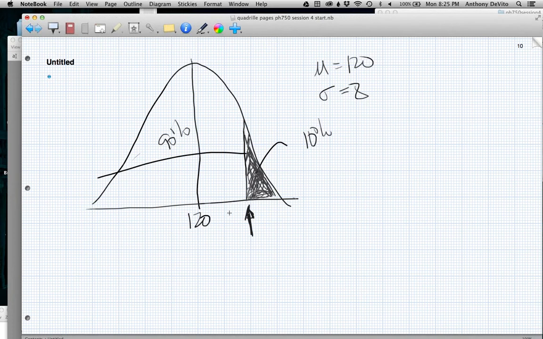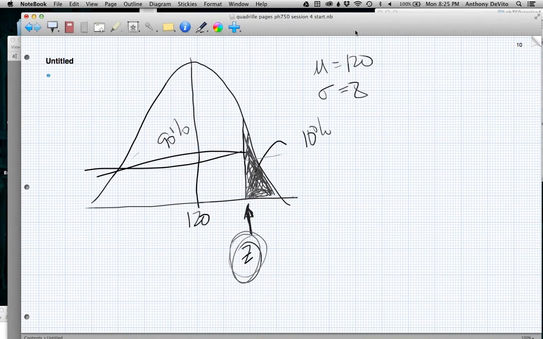Anybody want to propose a way to do that? Yes. We need to know what the Z of that is, don't we? Right? We need to know the Z score for that value, because then we can calculate that value. Well, let's take a look. That means that we need to find the area that's represented by 90% below or 10% above, because it's going to be the same Z score, right?